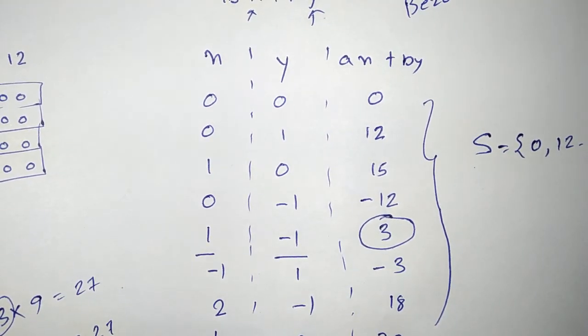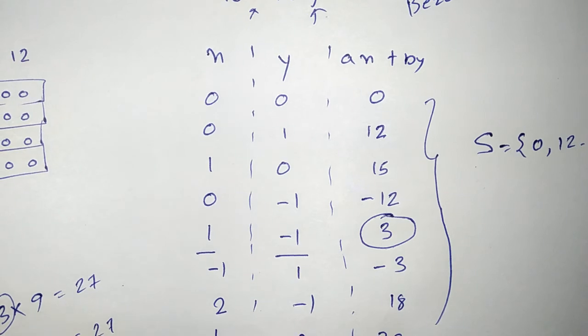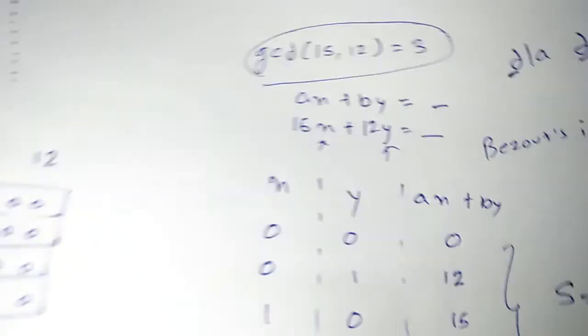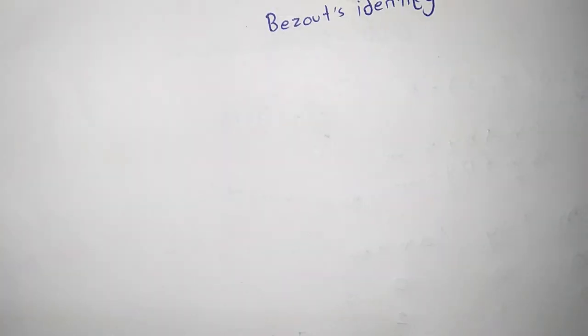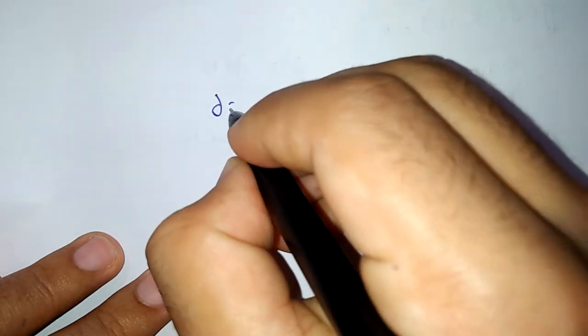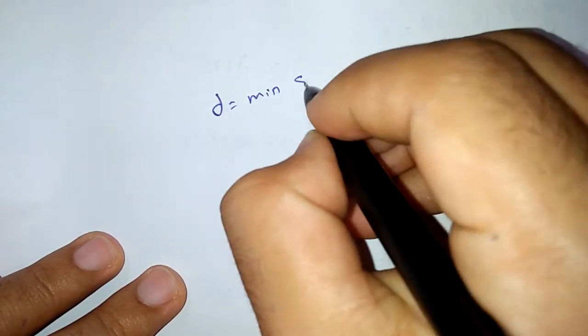So this can actually be proved using some mathematics. And the standard proof for Bezout's lemma goes something like this: let us suppose that there is another minimum which exists in this set. Let us suppose that D is a minimum from the set S.